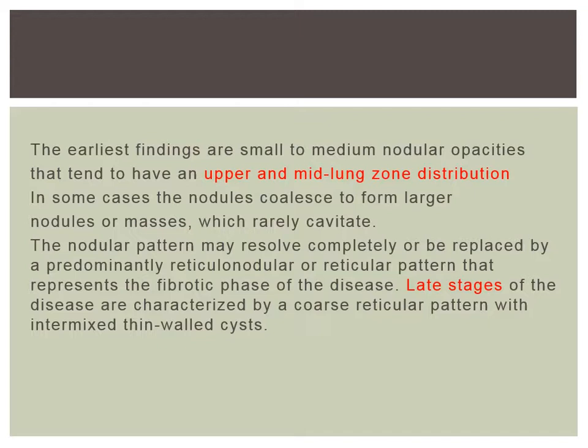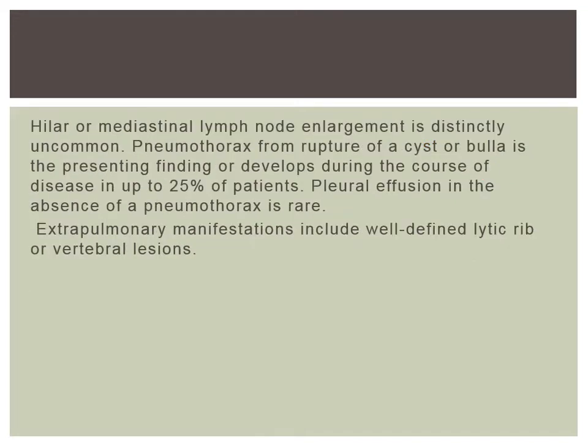The earliest findings are small to medium nodular opacities. They tend to have an upper and mid lung zone distribution. In some cases, the nodules coalesce to form large nodules or masses, as we said. The latest stage of the disease is characterized by a coarse reticular pattern intermixed with thin-walled cysts. Hilar or mediastinal lymph node enlargement is distinctly uncommon in this condition.